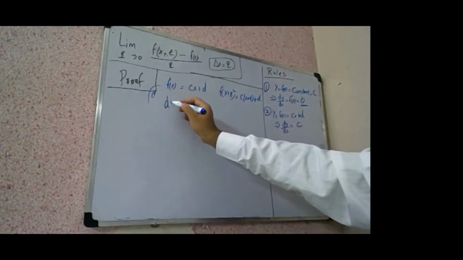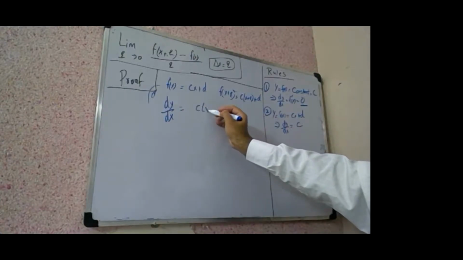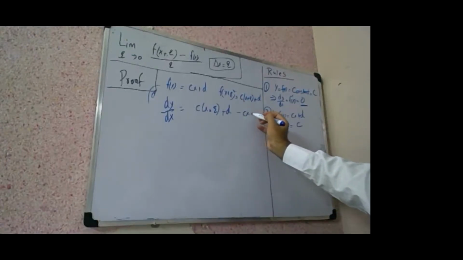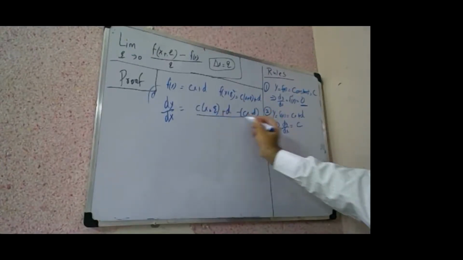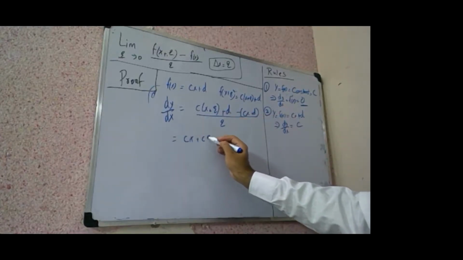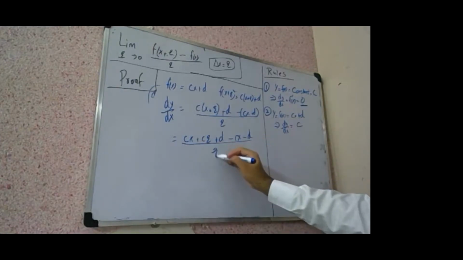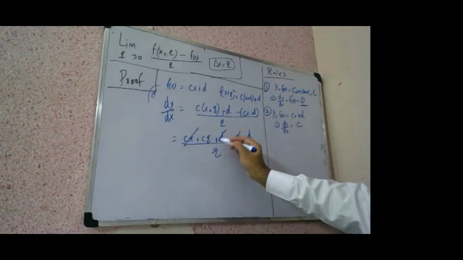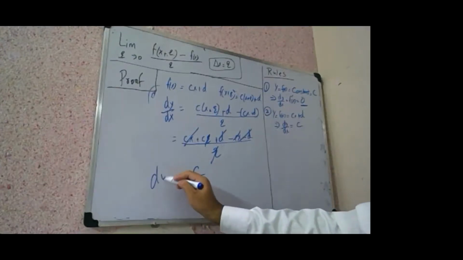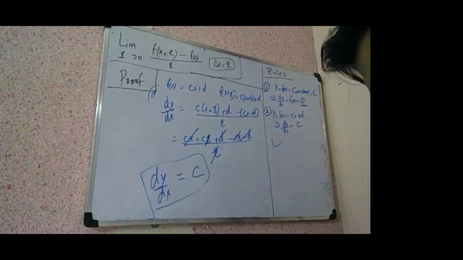Put it in the differential. dy by dx will be c(x plus epsilon) plus d minus cx plus d upon epsilon, which will give us cx plus c epsilon plus d minus cx minus d upon epsilon, and it will be cancelled. This will give c, so it will give us the constant. So dy by dx is constant. So that's how we get rule number 2.